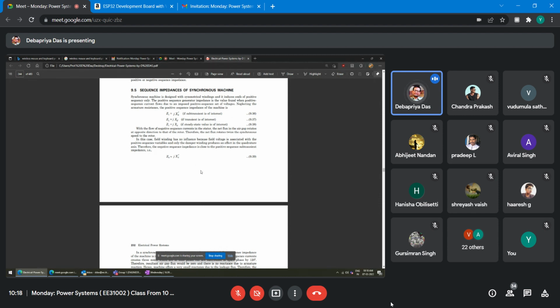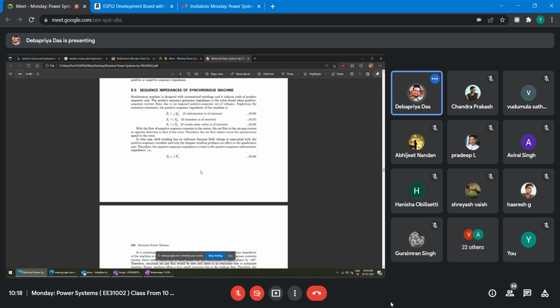In this case, field winding has no influence, because field voltage is associated with the positive sequence variables. Next class I'll show you the geometric structure of the machine. Today I didn't make it ready. I'll show you how this geometrical structure works, and how coupling comes also. But in your case, no coupling is there. I have beautiful notes on that. Next class I'll show you, right?